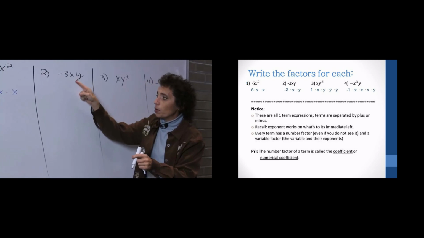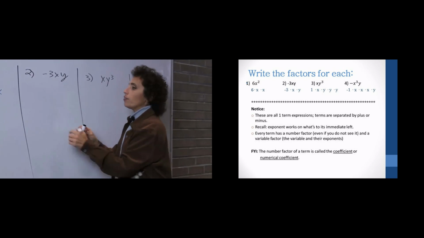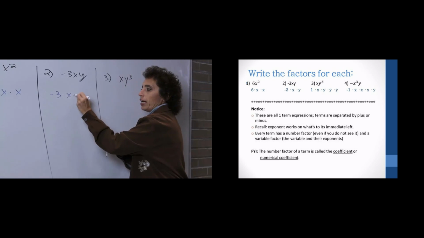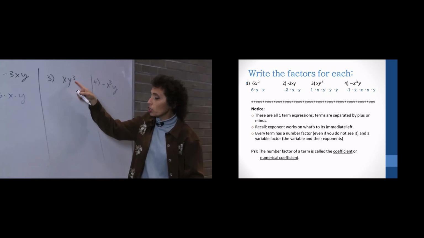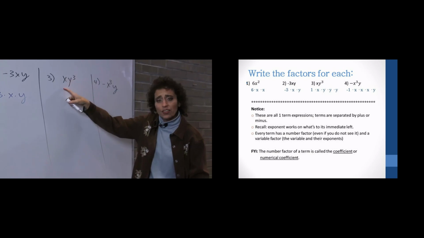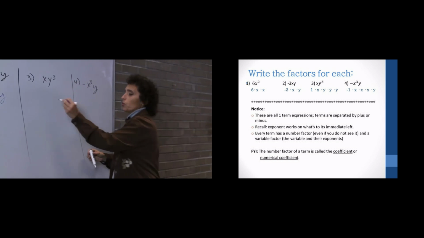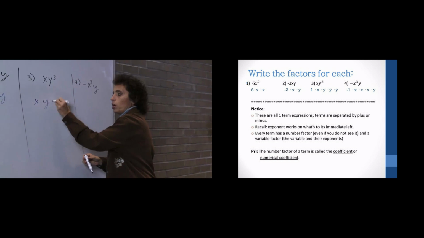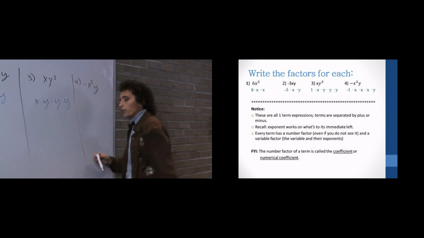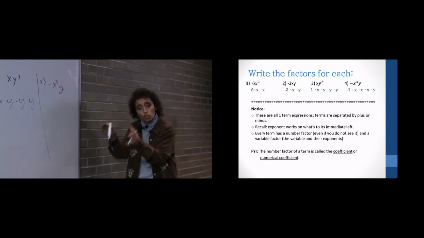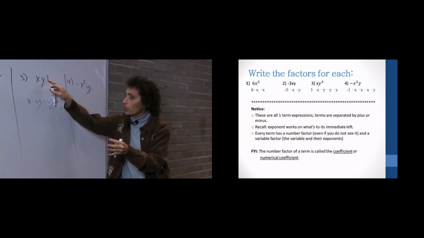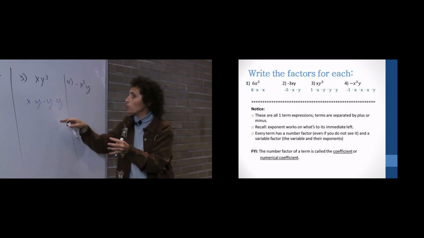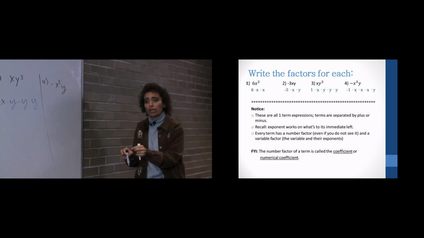This is all attached by multiplication, so we have negative 3 times x times y. Here, be careful, because the cube would only fall on the y. It has nothing to do with that x. Okay? So this is x times y times y times y, because there are 3 of them. So y cubed, just like 2 cubed, would mean y, this 3 times, because the 3 tells me use y as a factor 3 times. As a factor means attached by multiplication.